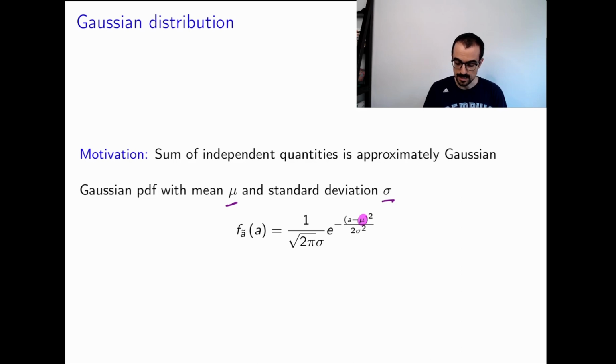Then there's this other parameter, sigma, and what sigma does is it controls how spread out the distribution is around its mean. Okay, so we know that it's going to decay eventually towards 0, but how long does it take to decay? How spread out is it? Let's take a look at a couple of examples in 1D.